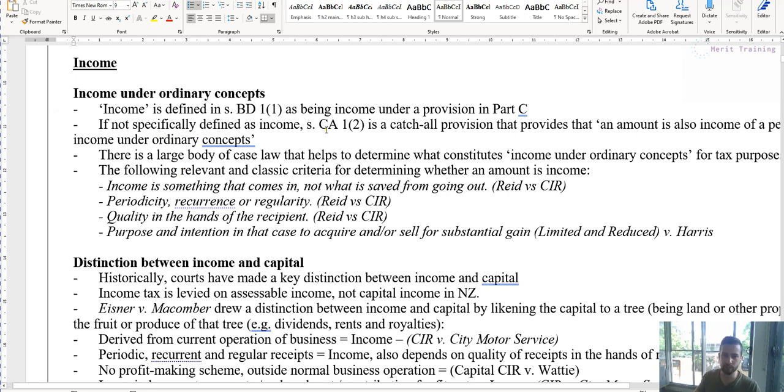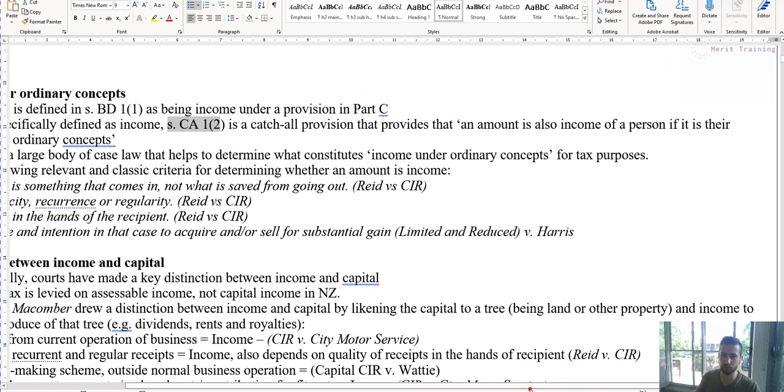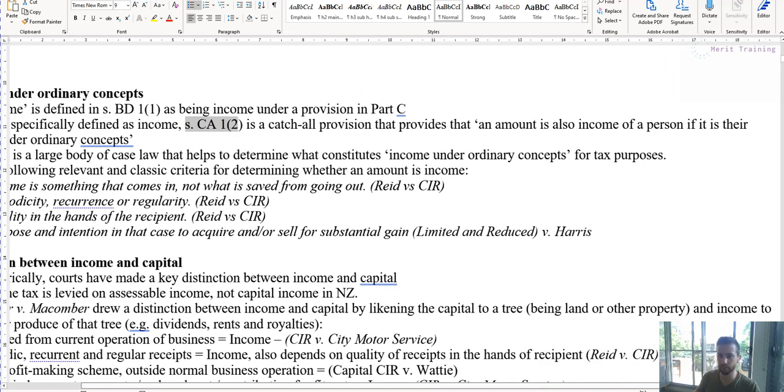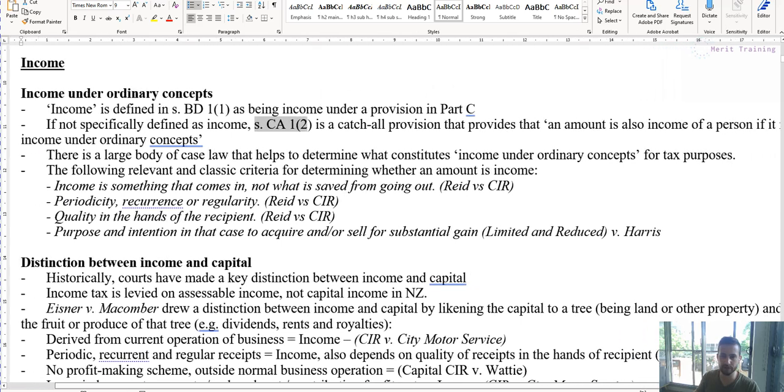So this second clause, section CA1 bracket 2, is a catch-all provision which says any amount is also income of a person if it is their income under ordinary concepts. So what is ordinary concepts? It's basically developed in the court systems, and these are the basic rules and indicators that something is income. It can be relevant for this distinction between income and capital because if it satisfies these tests, then most likely it's income. So number one, it's something that comes in, not what is saved from going out.